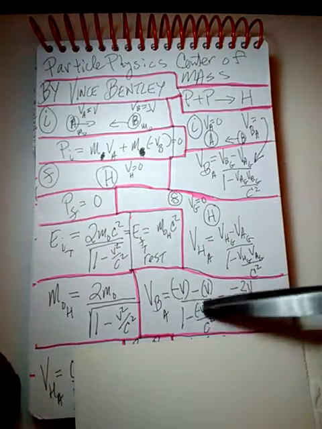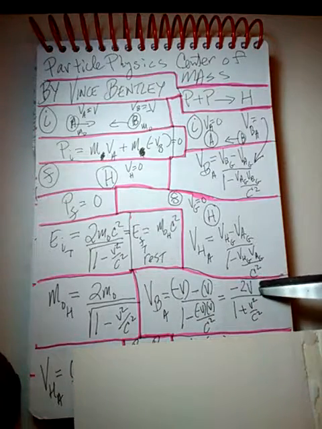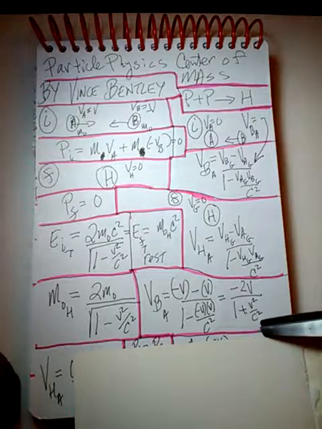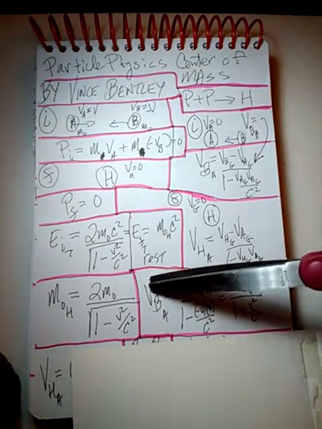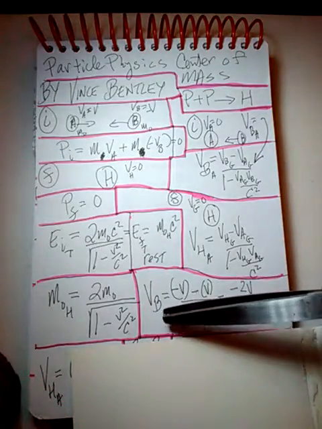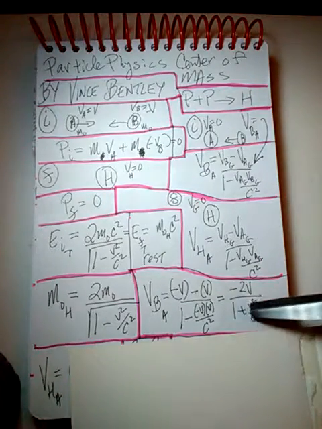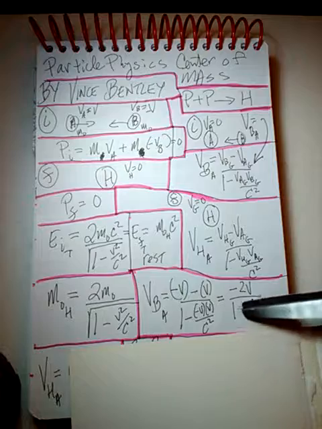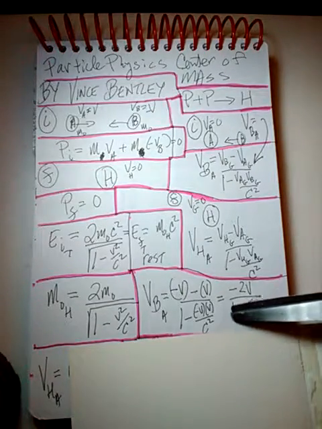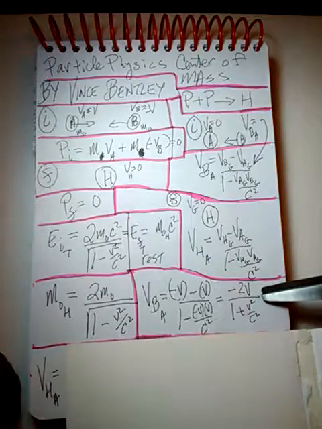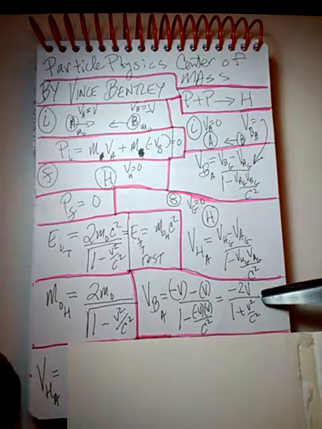And if you do a little bit of algebra here, you'll end up with negative 2v over 1 plus v squared over c squared. So we now have the velocity of B with respect to A, and notice it's not simply negative 2v, it's got a factor down here which changes the velocity a little bit, or a lot sometimes, depending on how fast you're going near the speed of light.